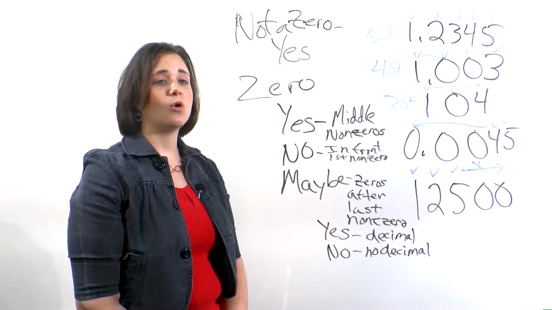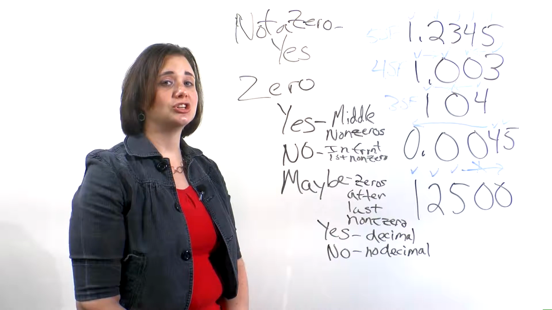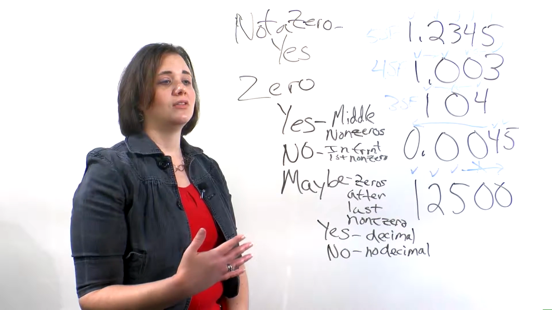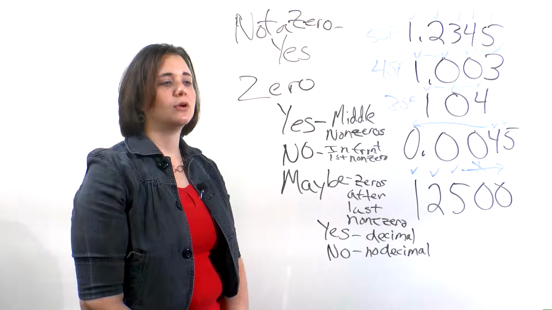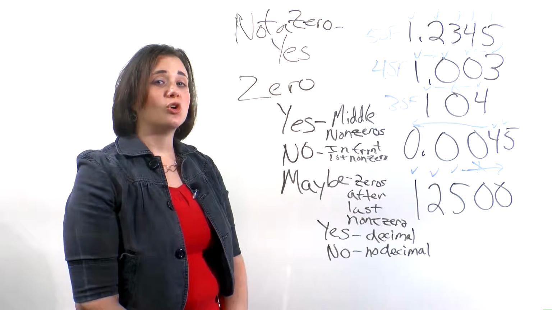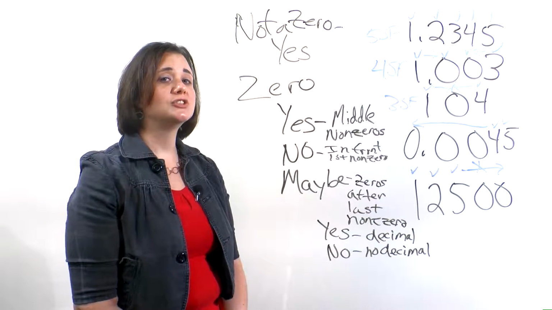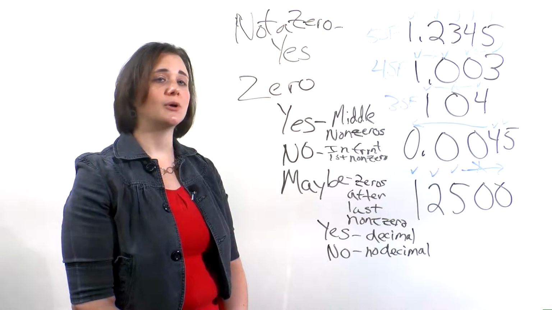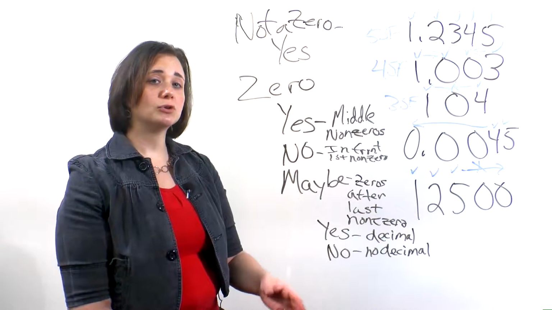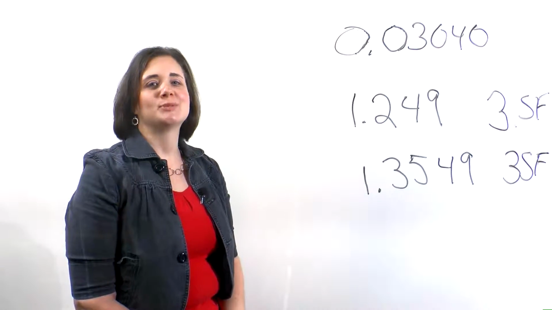Remember, significant figures only tell us how much we were able to measure for sure and what our one uncertain, rounded, estimated answer was. So, make sure you have your rules written down, and let's try some more problems. Let's do some more practice problems.